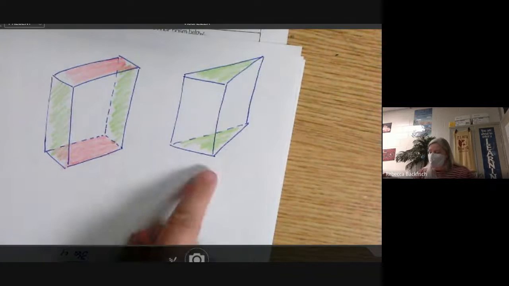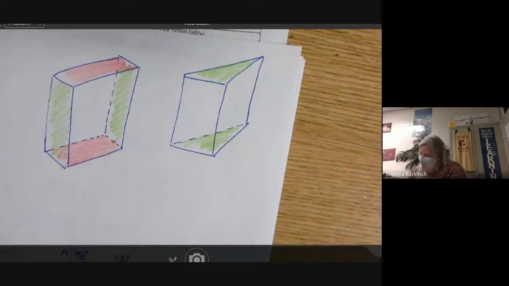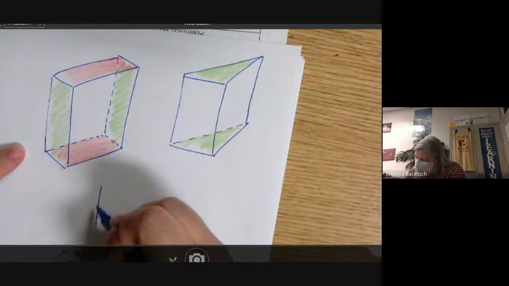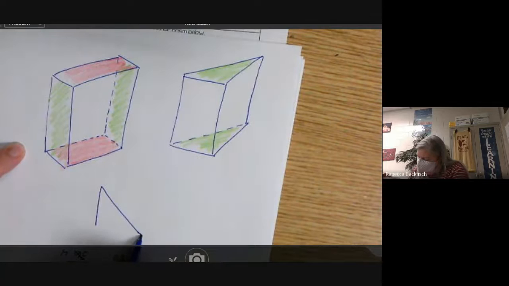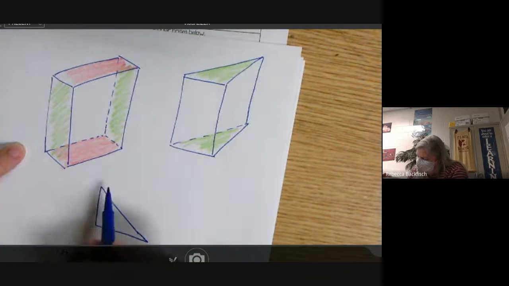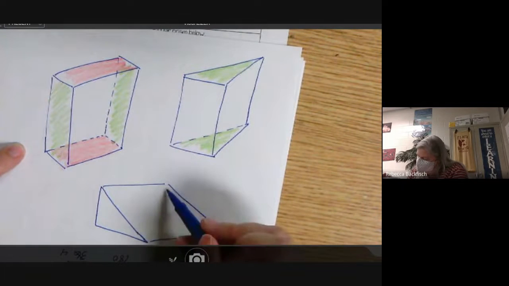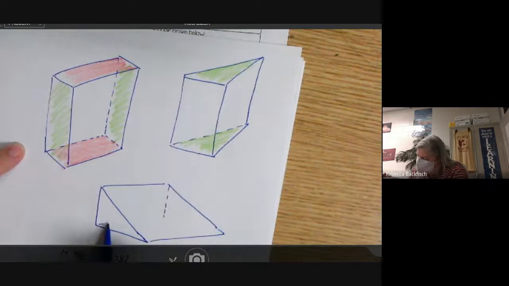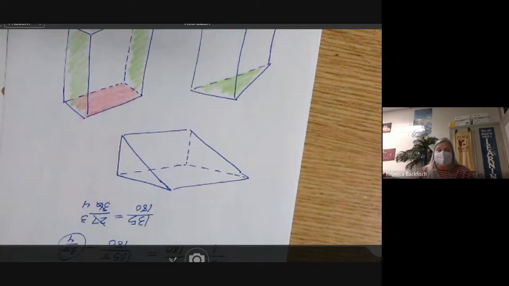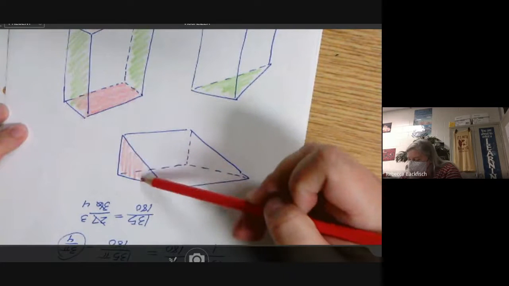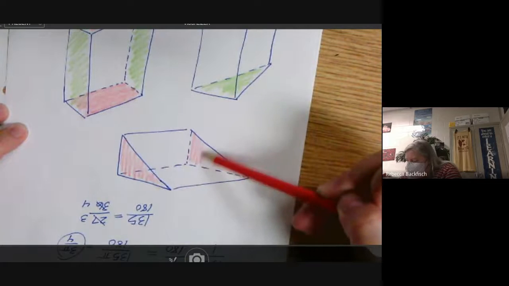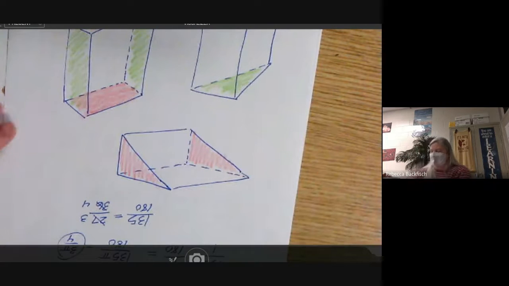Now, it doesn't have to be where the bases are on top and bottom. I could have it, no, I'm not real proportional there. Could have it look like this. That is still a triangular prism, and the bases are still the triangles that are parallel to each other and identical. So they don't have to be top and bottom.